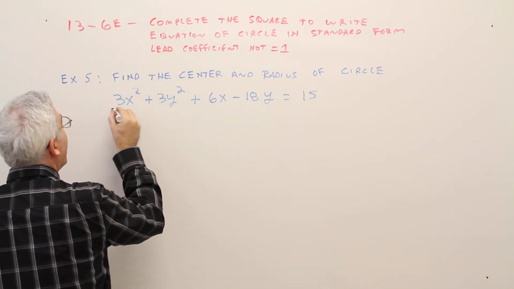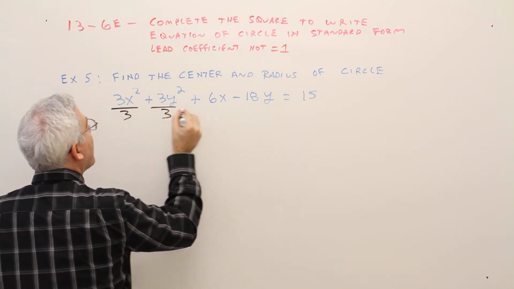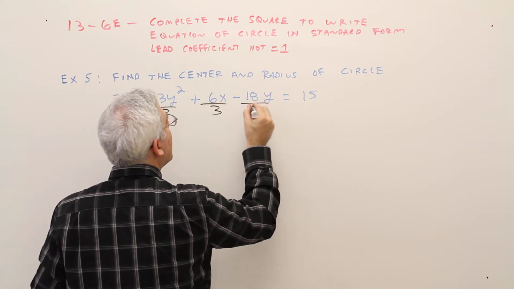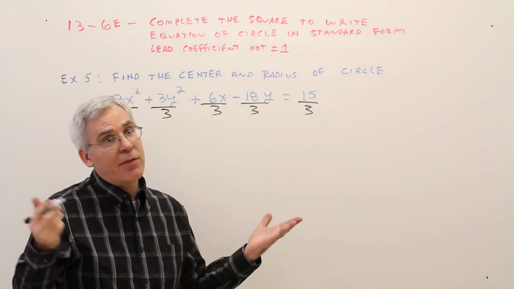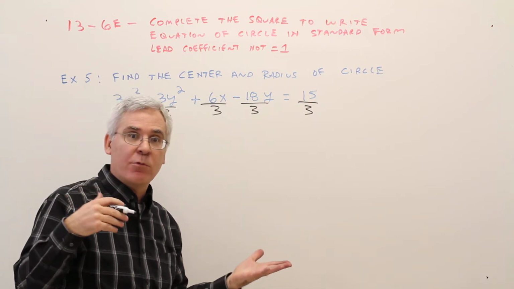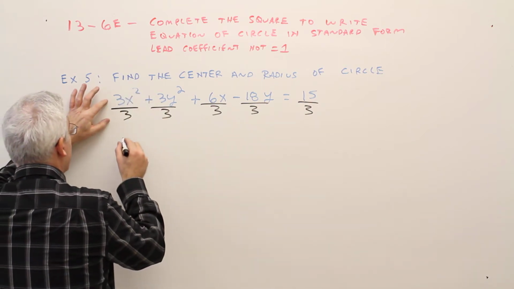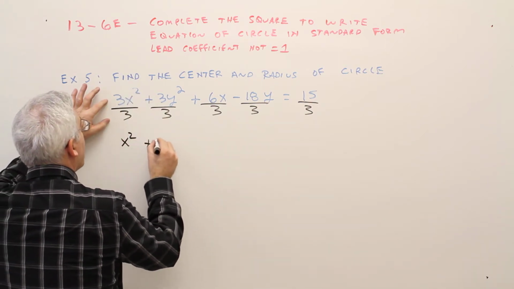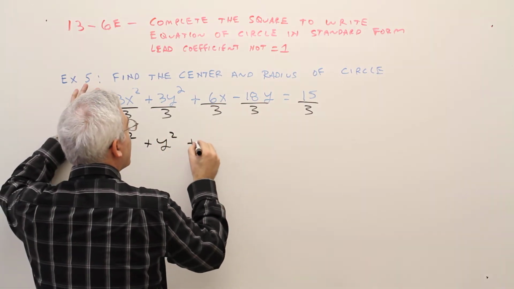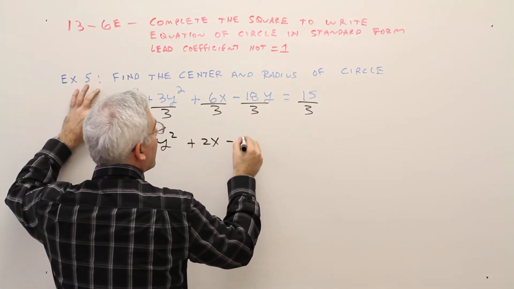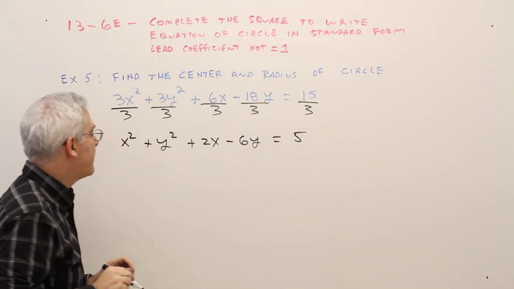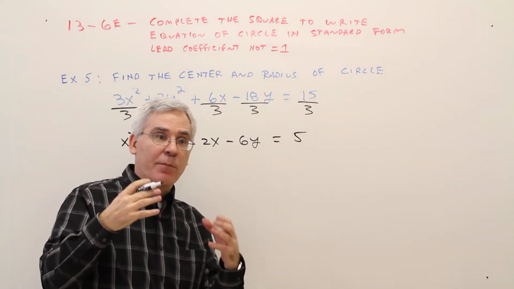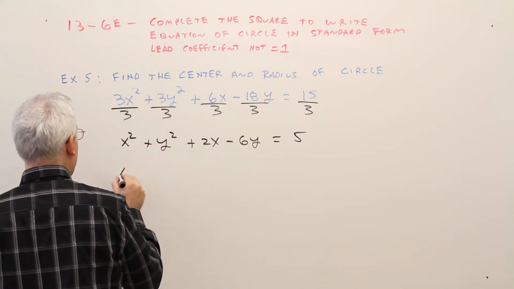So I'll just divide by 3, divide by 3, divide by 3, divide by 3, divide by 3. And then you'll get the lead coefficient to be 1, and you just do what we did in the previous example. So this turns into x squared plus y squared plus 2x minus 6y equals 5. Then all I'm going to do is combine my terms like I did before.